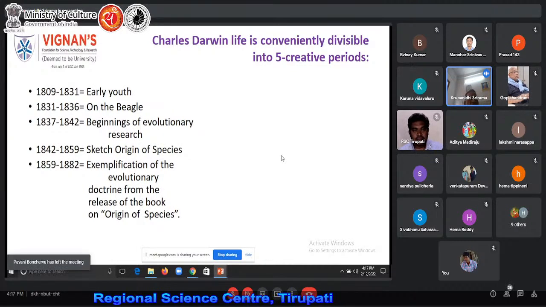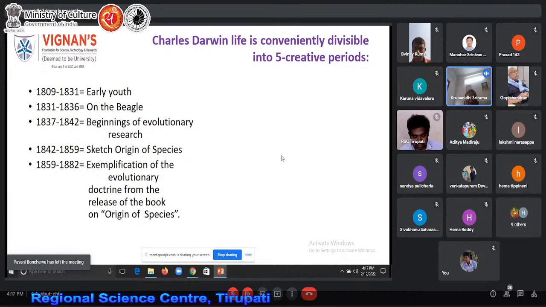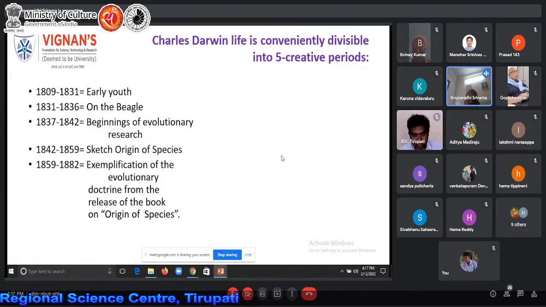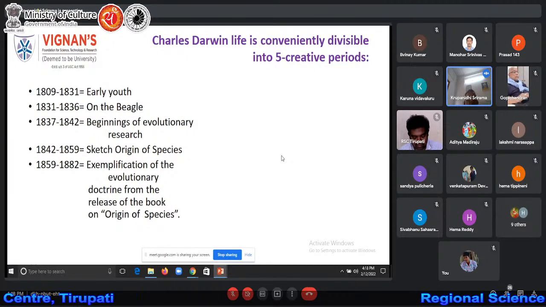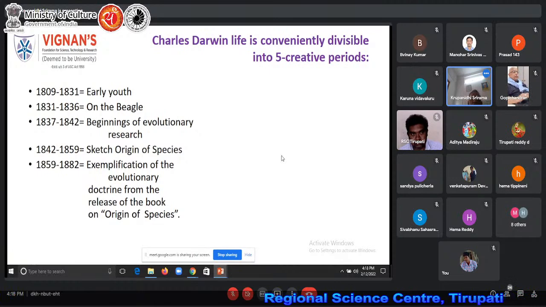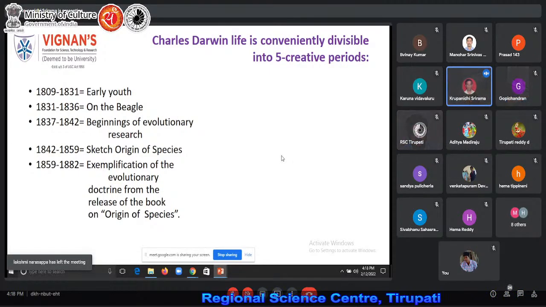So 1809 to 1831 is the early life of Charles Darwin, with the parents, with in-laws, and with the early education, with all the force at home to read medicine or become a priest. Ultimately, he chose this field of natural scientist. In 1831 to 1836, with the help of his teacher, Dr. John Henslow, he got into the Beagle, HMS Beagle, for 5 years.